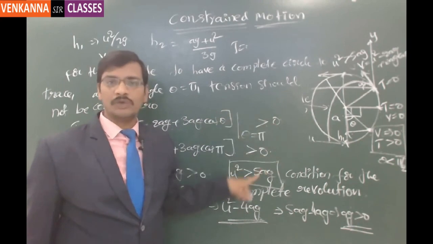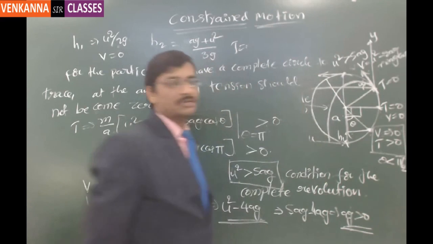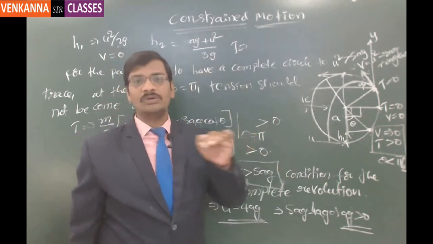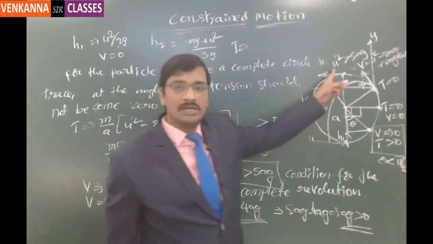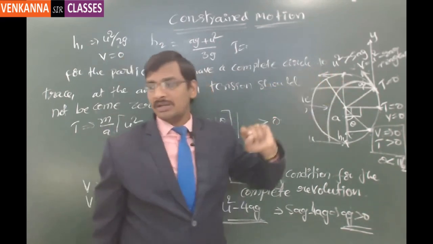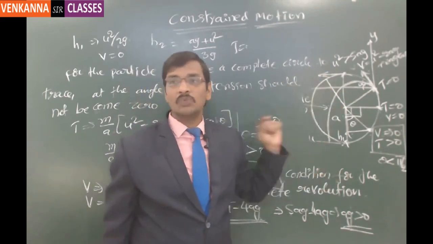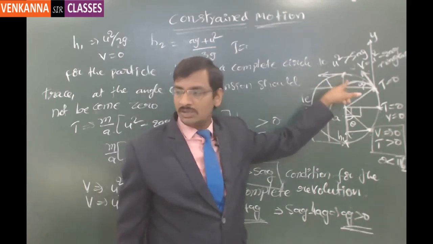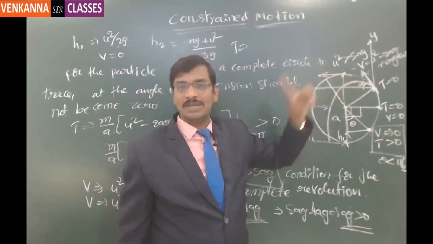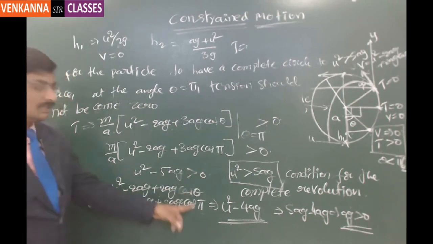Now if it is equal to 5ag, then the tension can momentarily become 0 at this location. Why I am calling it momentarily: when the tension becomes 0, it should fall down automatically, but it won't fall down, because even though the tension is becoming 0 at this location, the velocity is still a positive value, which we concluded from the relation v² = u² − 2ag + 2ag cos θ at theta equal to pi.